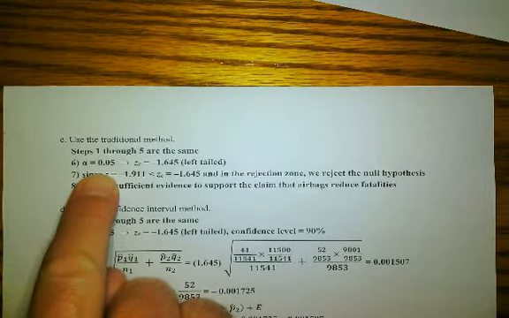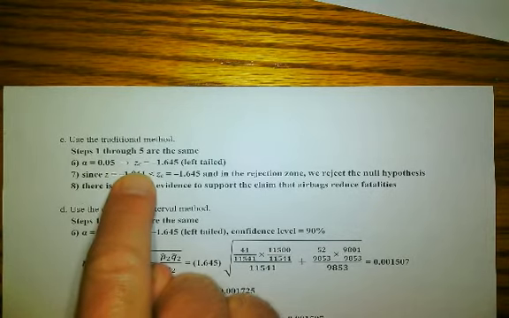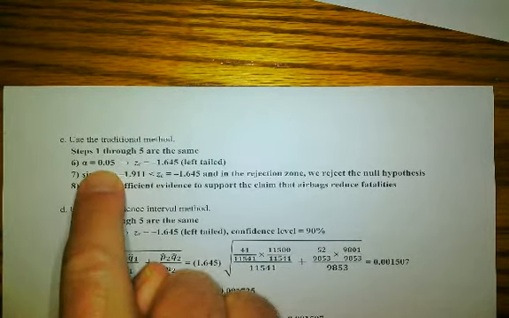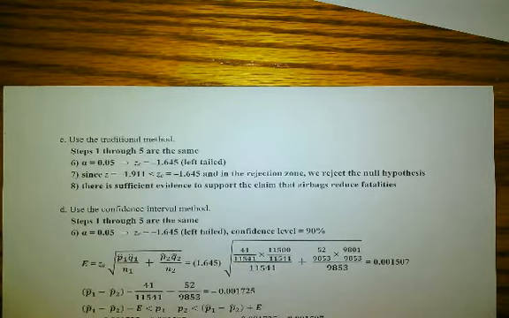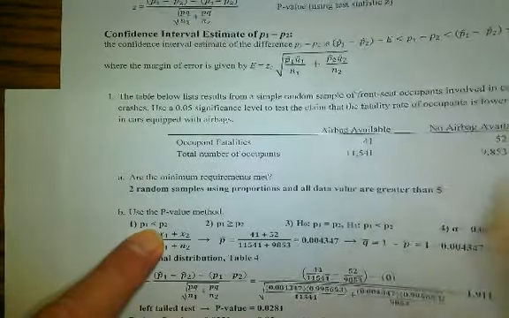Instead, in this case, we're going to take our alpha and go find the z-score that would go with that alpha. And it turns out the critical value would be negative 1.645. It's a left-tail test. Again, it's a left-tail test because our claim is less than.